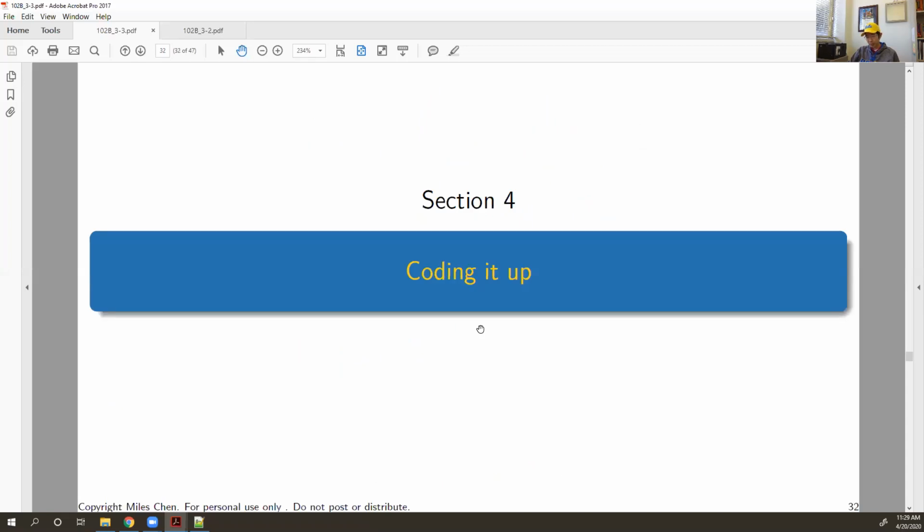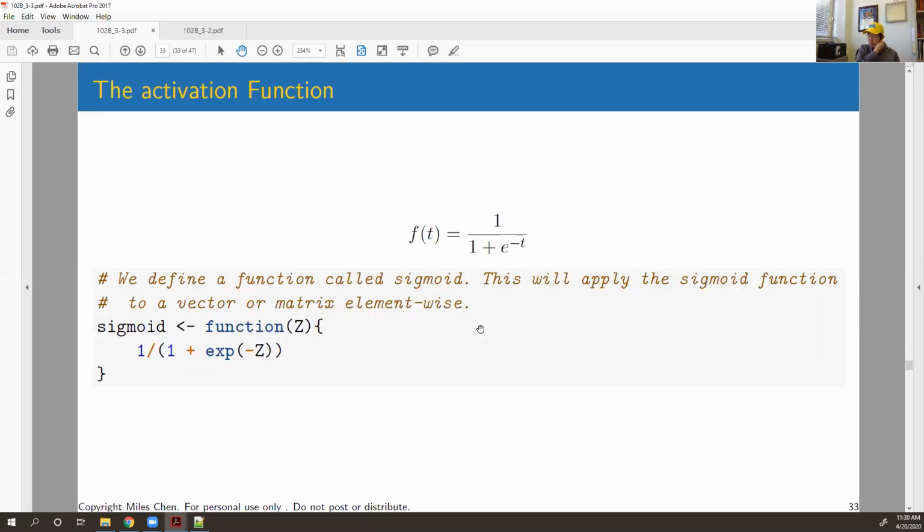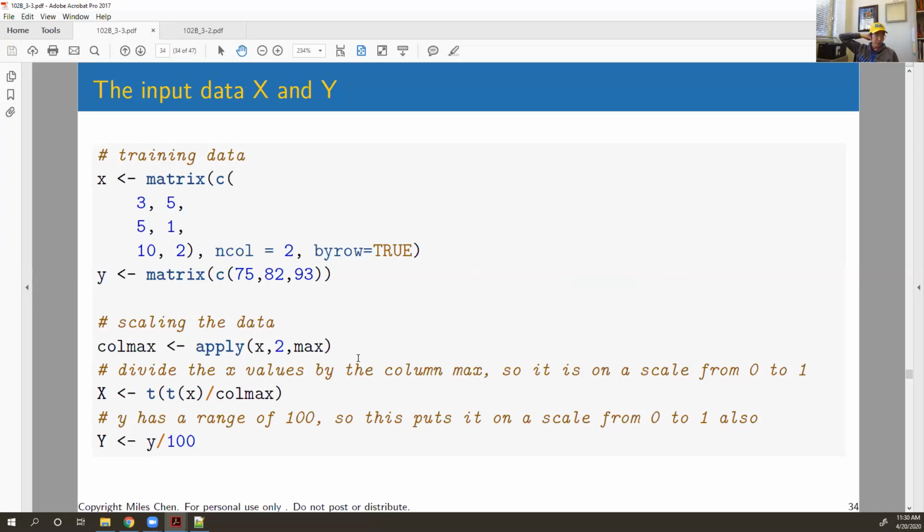All right, so coding it up. Let's code this up. First, I'm going to write a function that's going to calculate the sigmoid: 1 over 1 plus e to the negative t. For a function of z, it's 1 over 1 plus e to the negative z. No surprise there. All right, here we've got just our input data x.